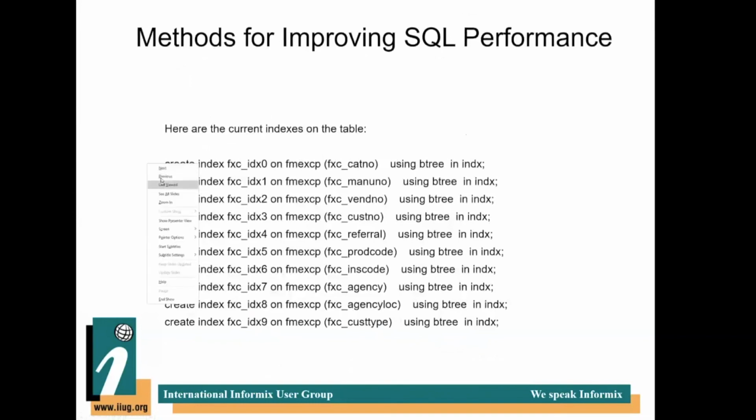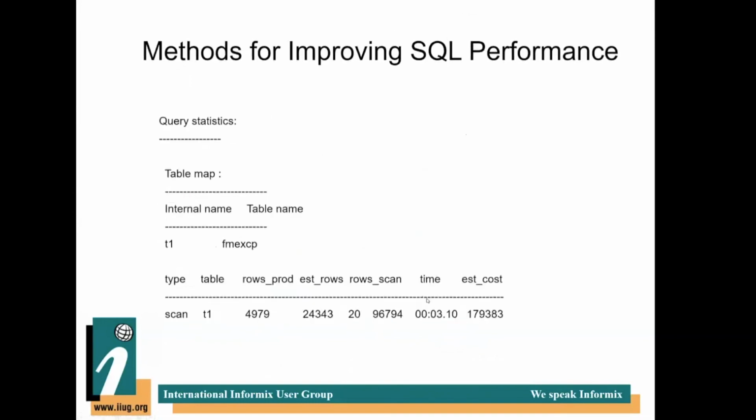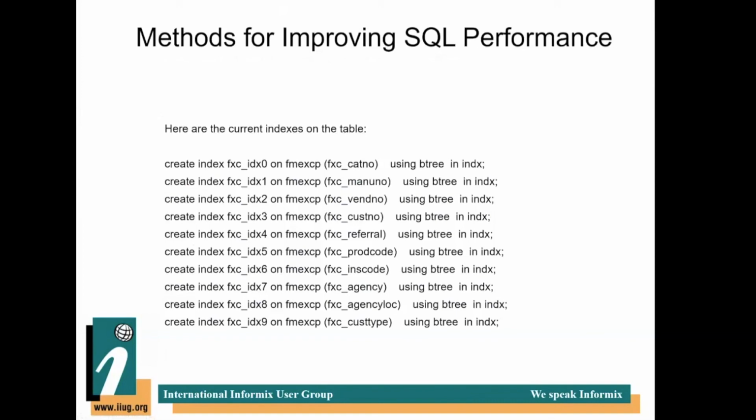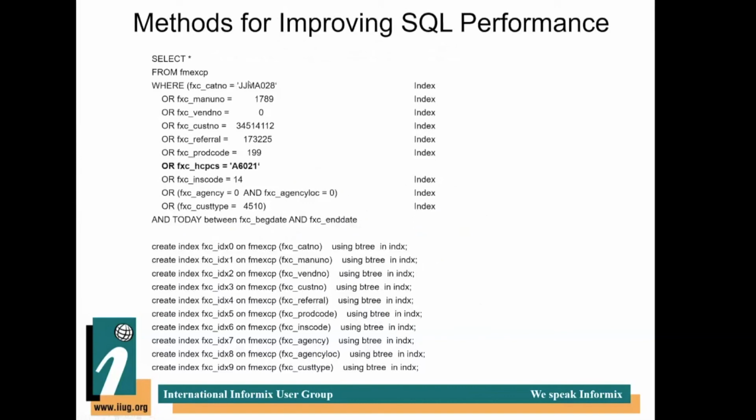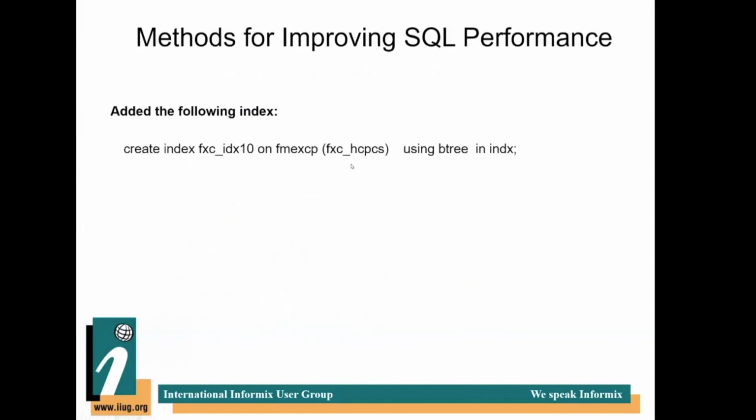Let me go back here a second. When I first run the query, it takes about 3 seconds to run. Not horrible, but if you're running it quite often, it's going to take a while. So here's the current indexes on the table. And when we looked at the actual table to see which indexes have it, we see there's one column that does not have an index. So we went ahead and added the index on that column. There's that index.